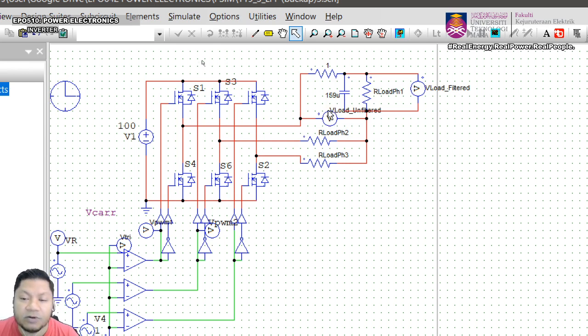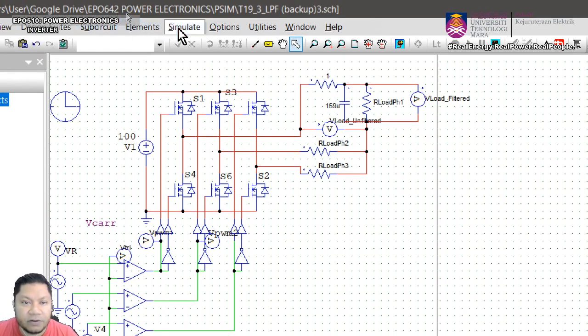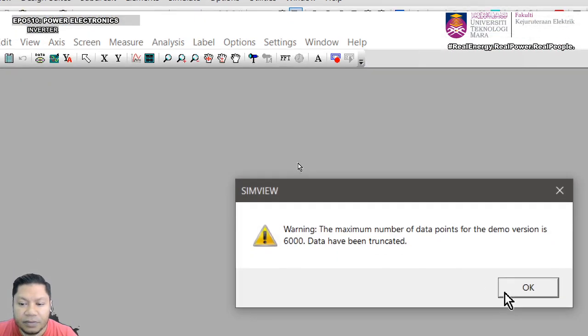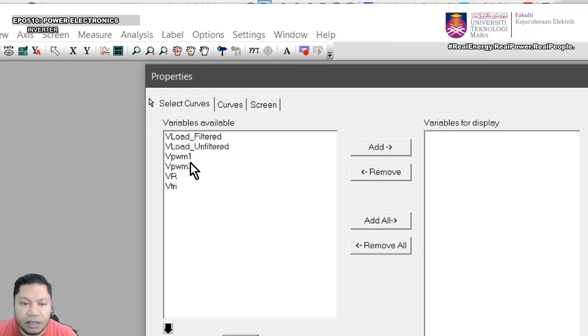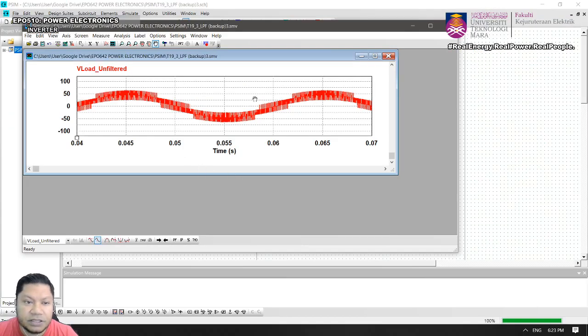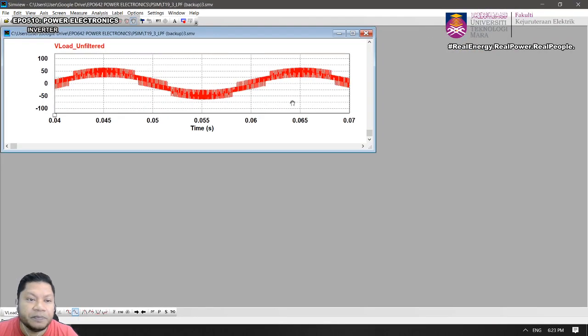Maybe just look at the R phase, where we just apply the LC across phase 1. So let's have a look at what happens. Okay, load unfiltered across R. So what happens? This is the load voltage before the filter.